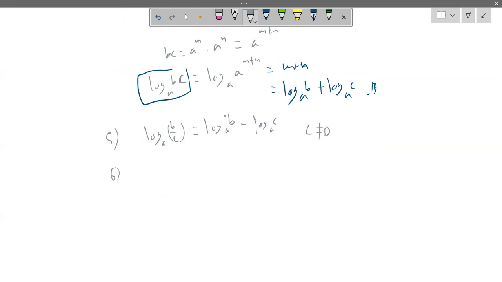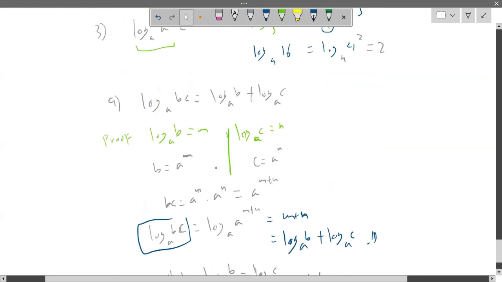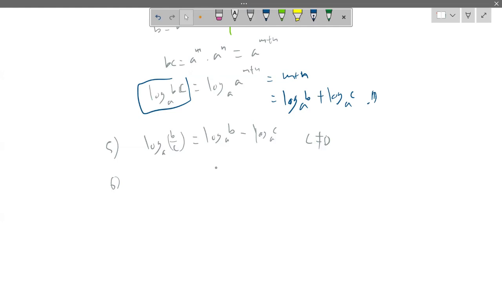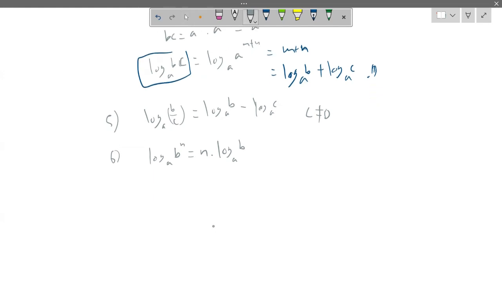Number 6. Number 6 is similar to number 3, but this is what happens when the argument is not necessarily a power of the base. So log of B to the power of N base A is equal to N times log of B base A. How would you do that?